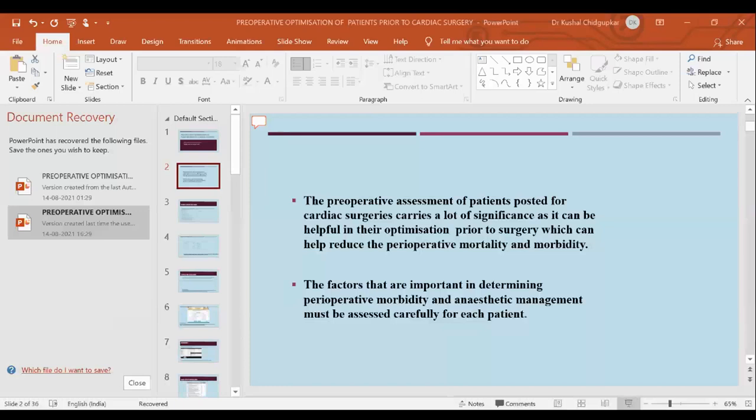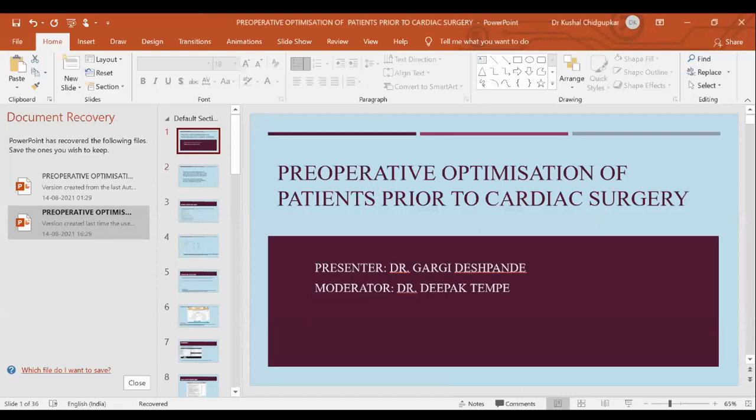So Gargi is only a recently joined resident. So thank you, Dr. Gargi, for being a part of this presentation and taking a lead. Remember all the postgraduates, she has been in the hospital only for the last week or so, and she agreed to make this presentation. So great. I appreciate that. Thank you, sir. Thank you so much, sir.